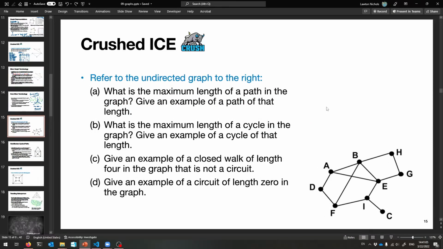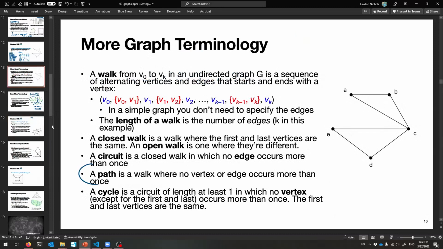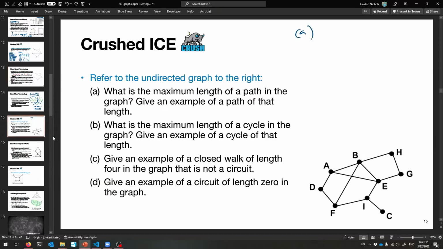All right, maximum length of a path in the graph. Let's talk about A. Well, a path cannot duplicate vertices or edges. So at best, how many vertices do we have? 1, 2, 3, 4, 5, 6, 7, 8, 9. So at best, we can have a path of length, right? Length 8, going between each vertex.